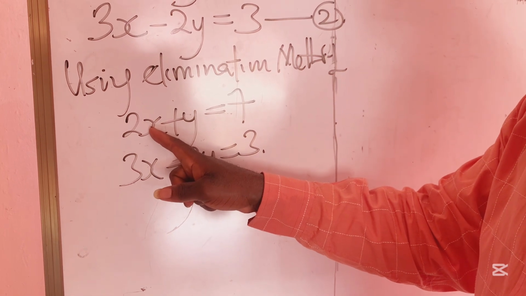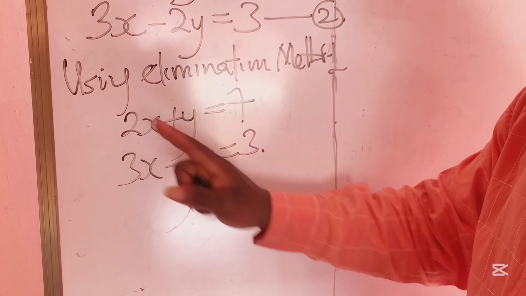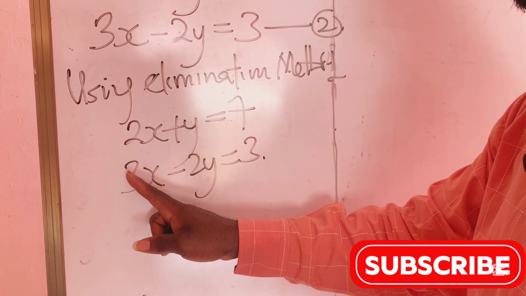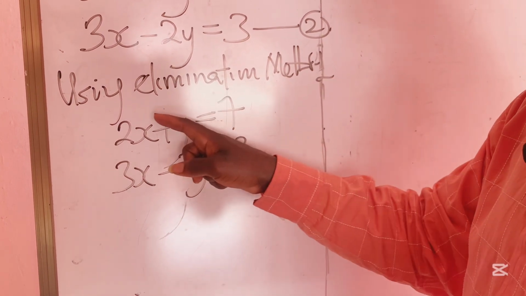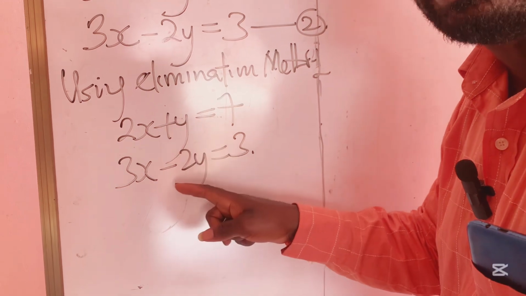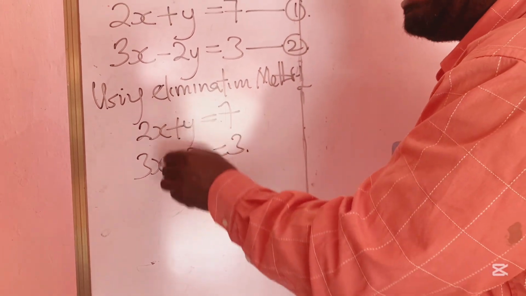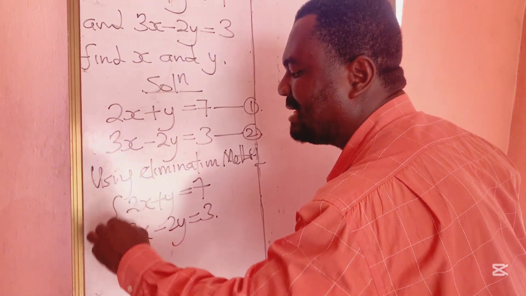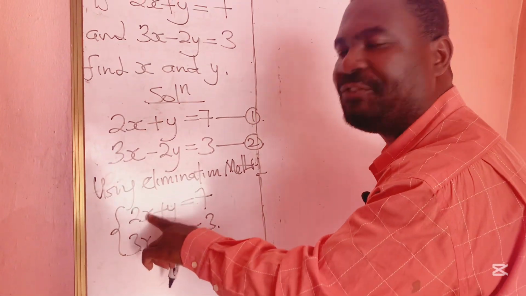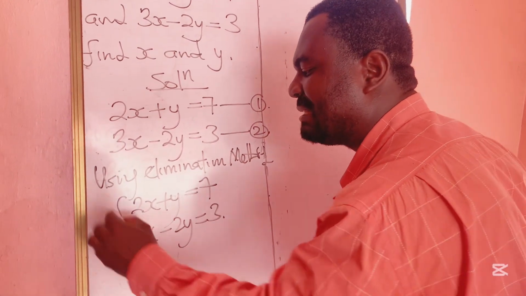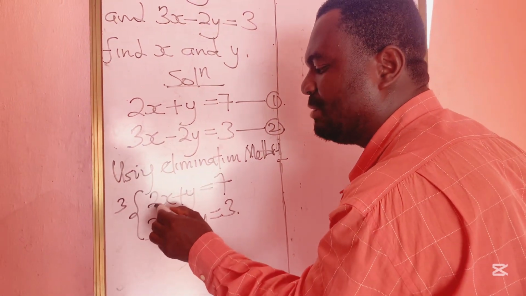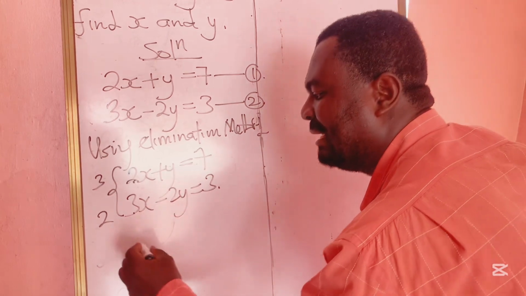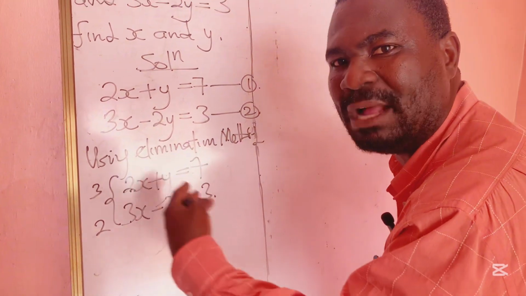In the first equation we have 2 in front of the x, and in the second equation we have 3 in front of the x. To eliminate, we have to make sure the coefficients are the same. But in our case here, the coefficients are not the same. So in order for the coefficients to be the same, we put this 3 here, and we match these 2 down.